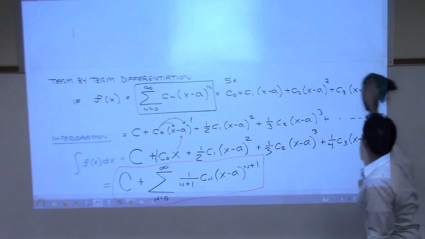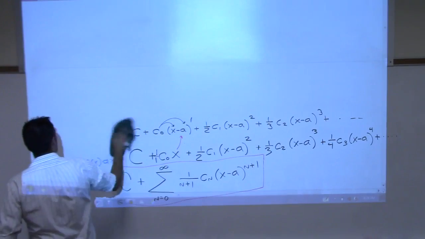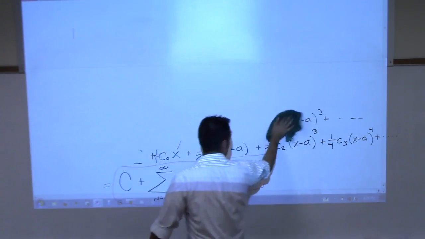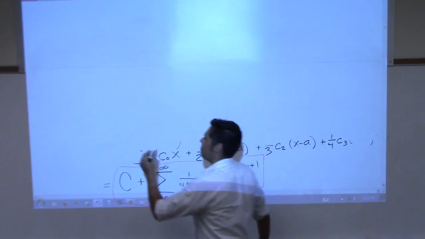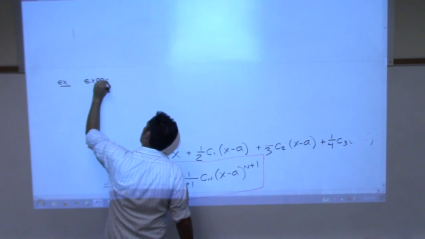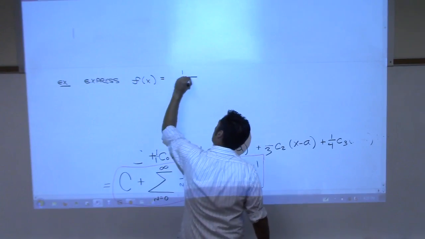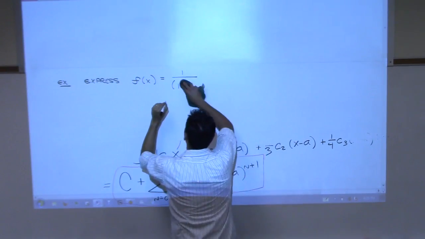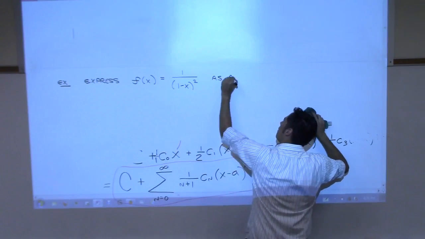Very nice. This will be maybe our last example of the day. Express f of x equals 1 over 1 minus x, that quantity squared, as a power series.